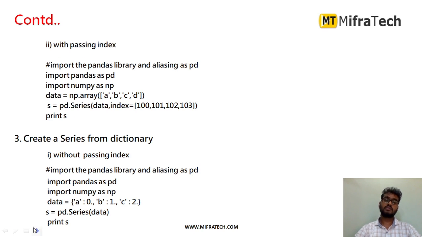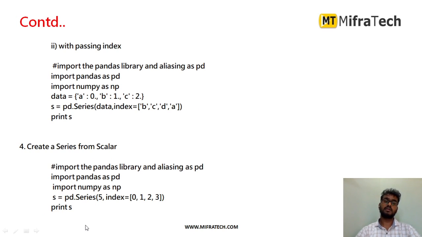In the first case we saw how to do this without indexing. In the same way, if we pass pd.Series of data as the first parameter and index values as the second parameter, we can also create a series with an index from a dictionary.